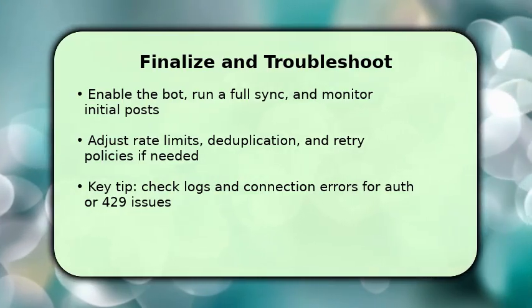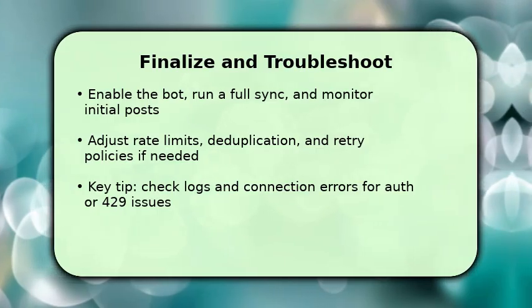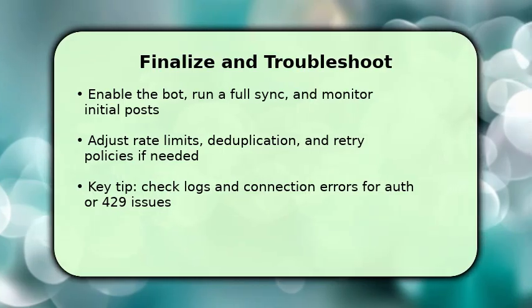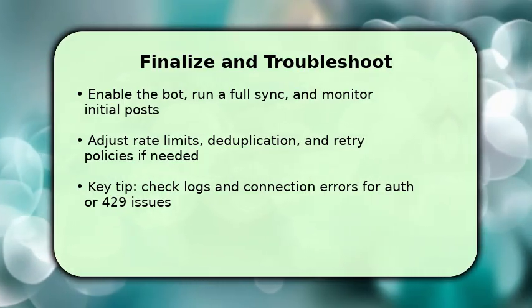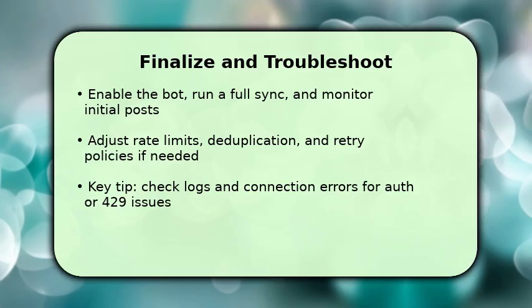If duplicates appear or posts are missing, adjust deduplication windows and retry policies, and lower fetch frequency to respect API rate limits. Make sure webhooks are reachable and that the bot's clock uses UTC if timestamps seem off.